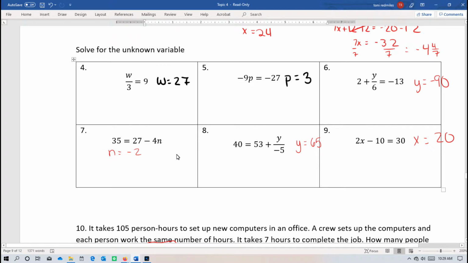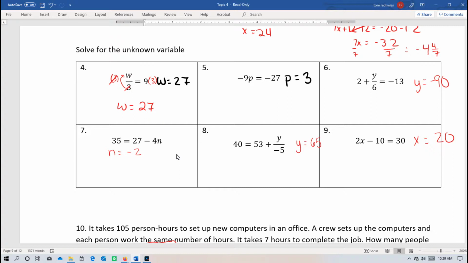All right, these are a little simpler. They don't have the distributing in them. Okay, this is dividing the W. The 3 is dividing the W, so I have to multiply it on both sides. It's going to cancel it out here, leaving me just with W. 3 times 9 is 27.